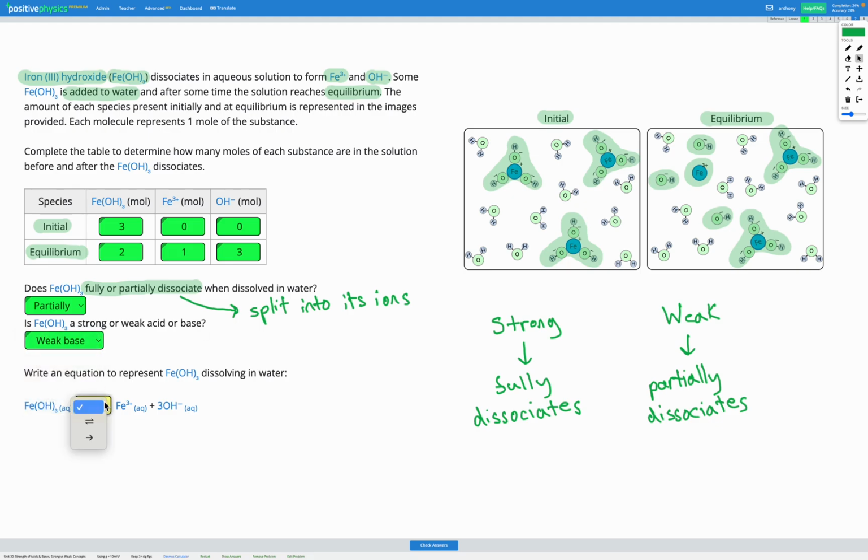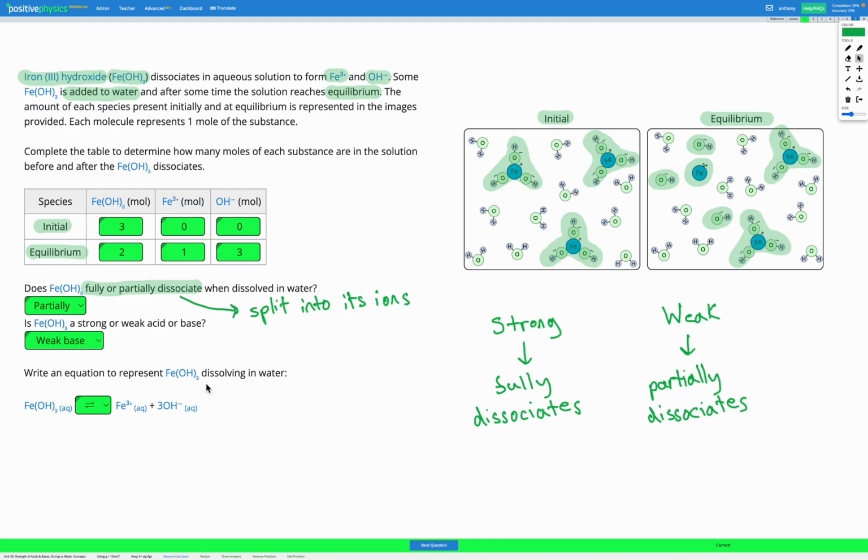Lastly, to choose our arrow here in our equation, it's going to be this arrow. This is the equilibrium arrow, showing we have both forwards and backwards reaction occurring. And therefore, we're going to have some reactants and some products at equilibrium.